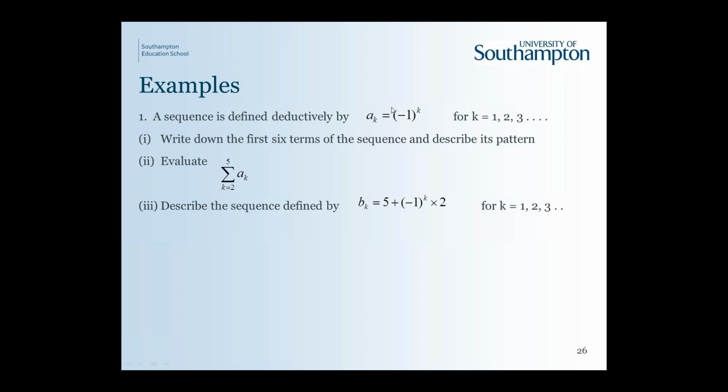So here's a sequence where the nth term is -1 to the k. So to write down the first 6 terms, you just have to substitute in 1, and then 2, and then 3, and then 4, and so on. So I want you to do that and see if you can describe its pattern, and then see if you can do this. Now this is written with just a 5 at the top. It's the same as saying k equals 5. You don't have to put it. So have a go at doing that.